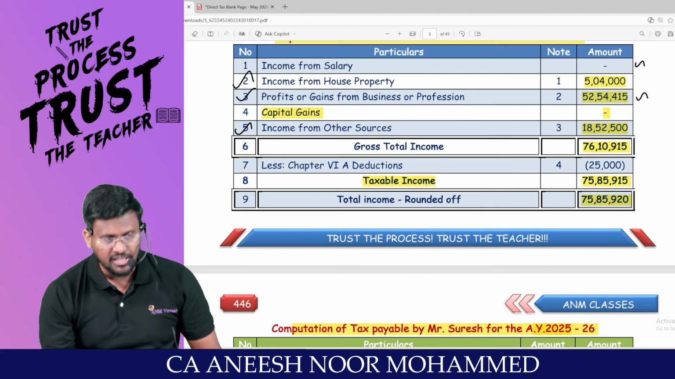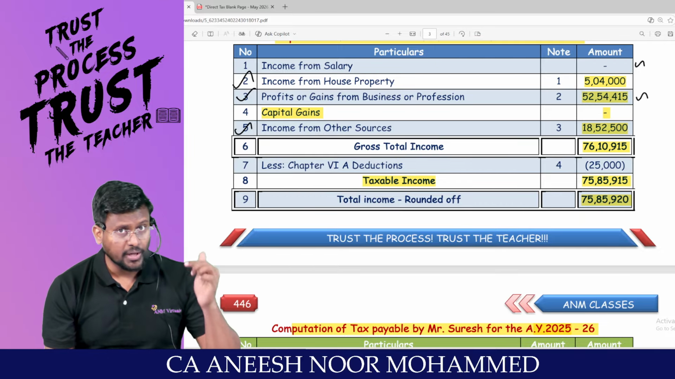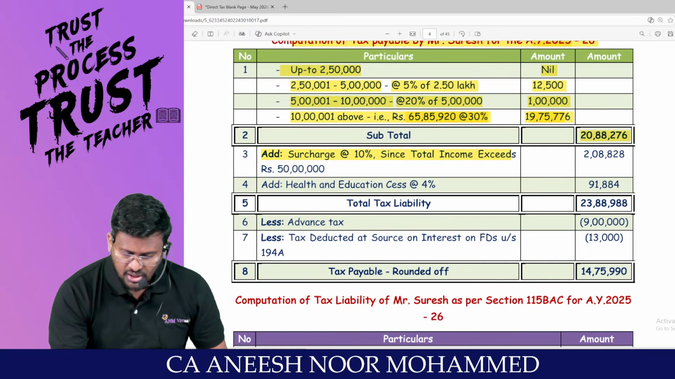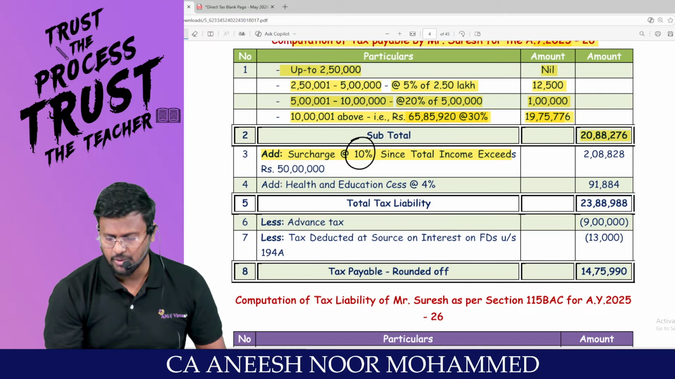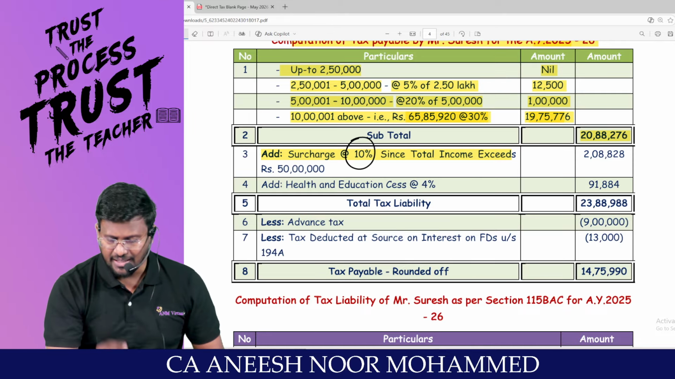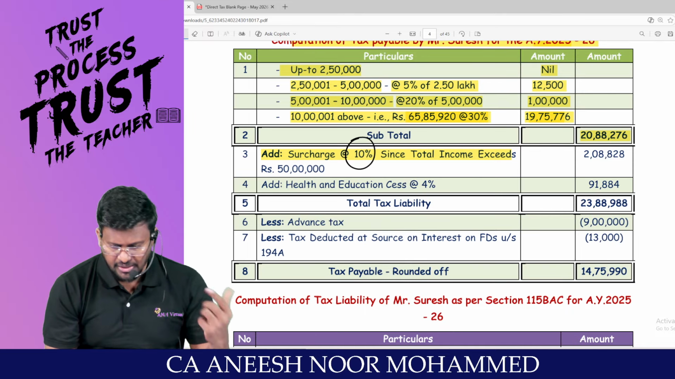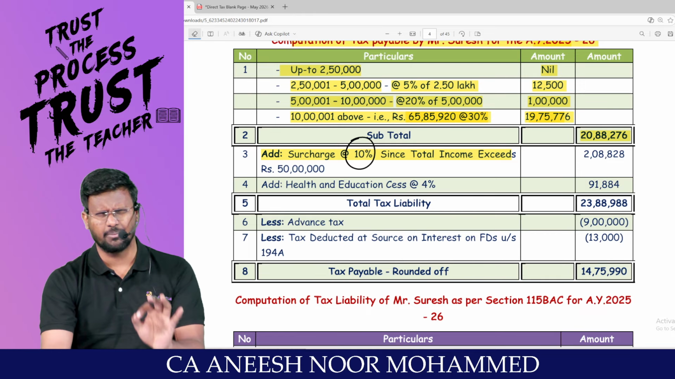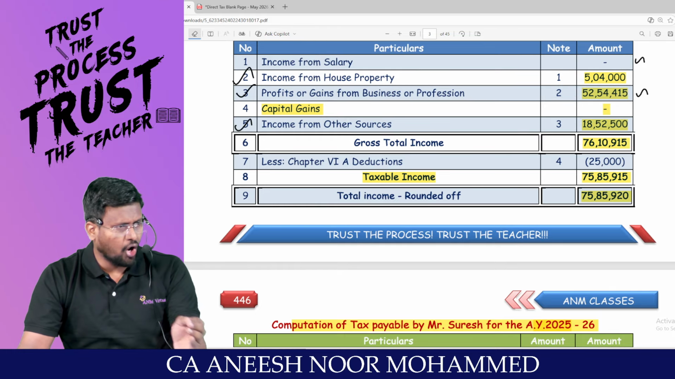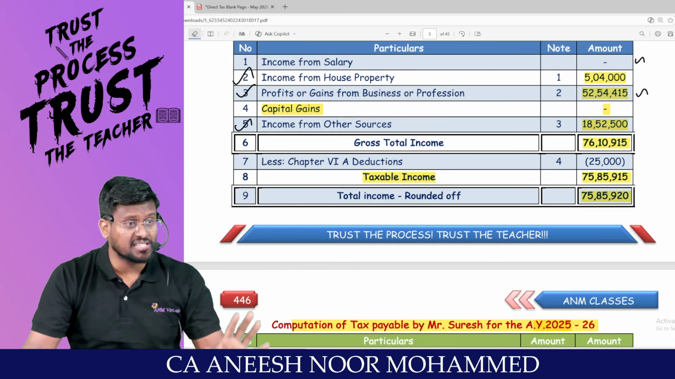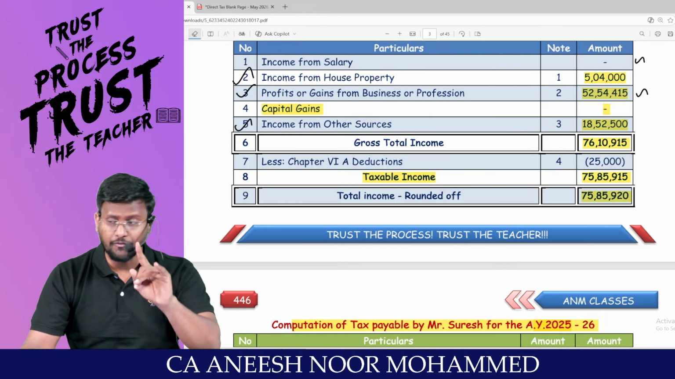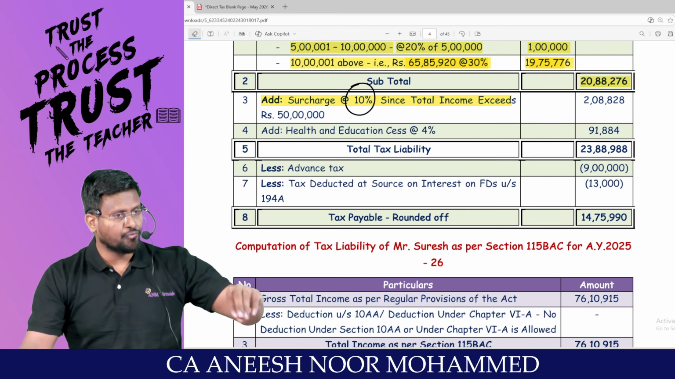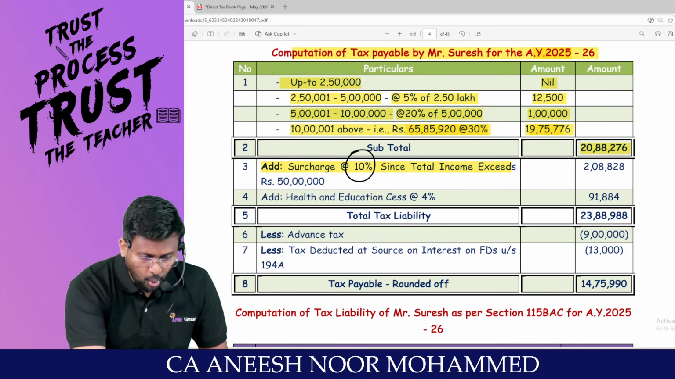Is the total income exceeding 50 lakh? Yes, sir. Is the total income less than 1 crore? Then the assessee is liable to pay a surcharge at the rate of 10% on the tax payable. So 20 lakh 88,276 into 10% comes to 2 lakh 8,876, which is the surcharge payable. And the income is not merely 1 lakh extra to apply the marginal relief. It's not 51 lakhs, it is 75 lakh. So no need to calculate the marginal relief on both of these.